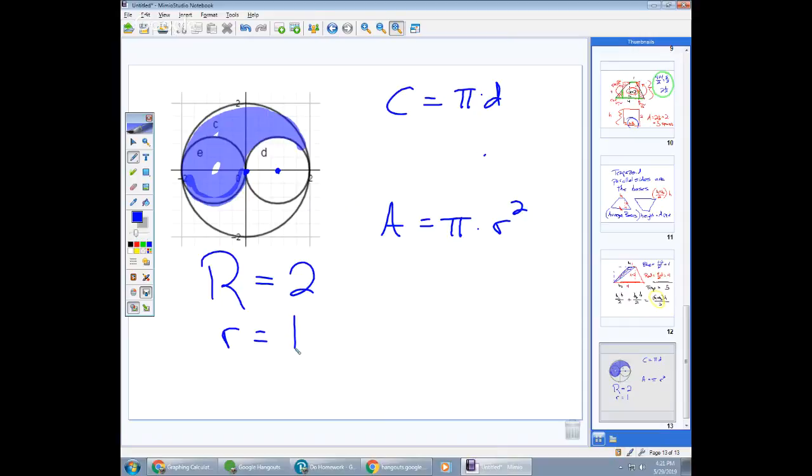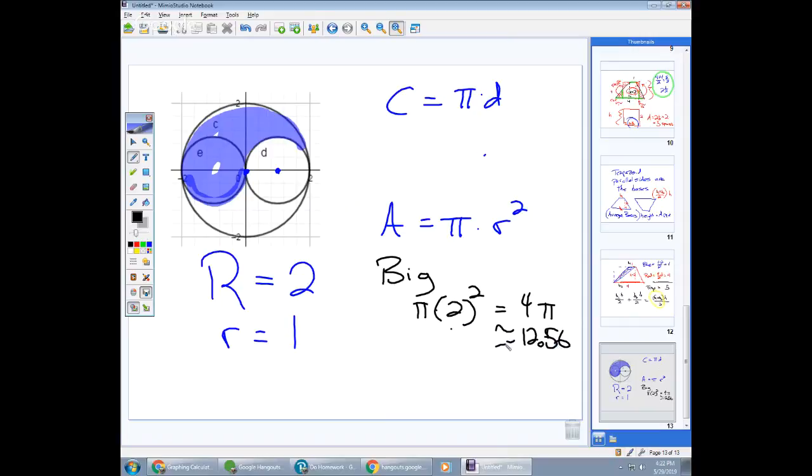Okay, so what's the area of a circle? Pi r squared. So the big one is pi times 2 squared. 2 squared is 4, so it's 4 pi, about 12.56. Thank you.